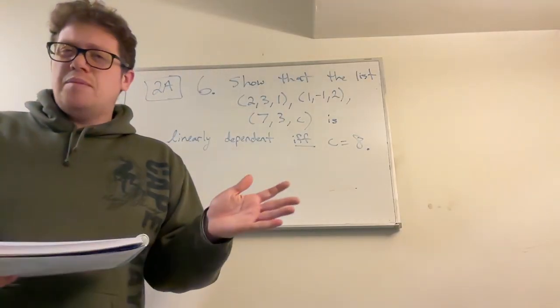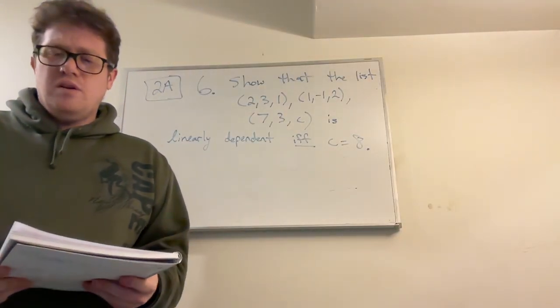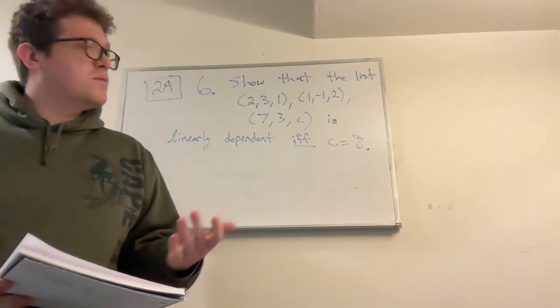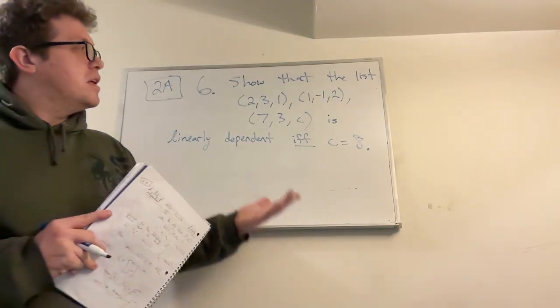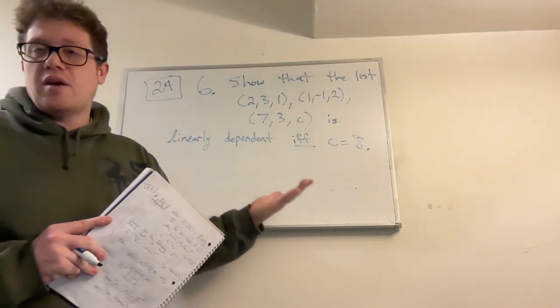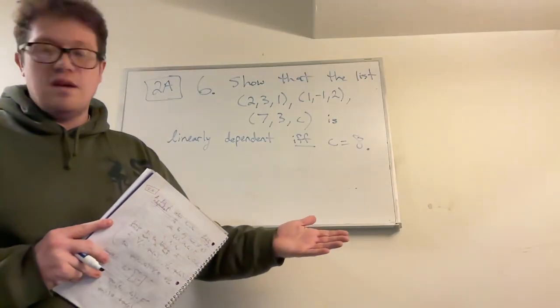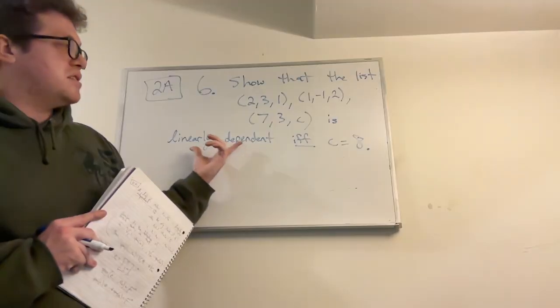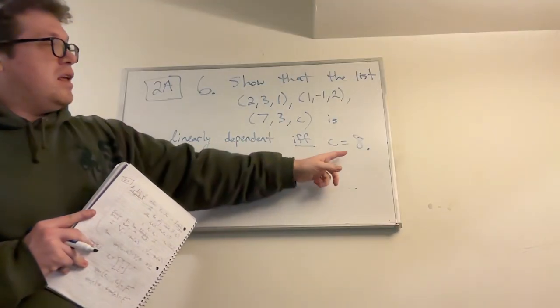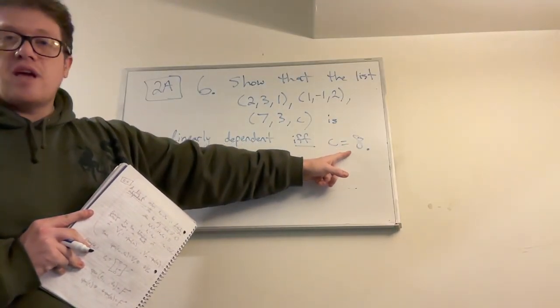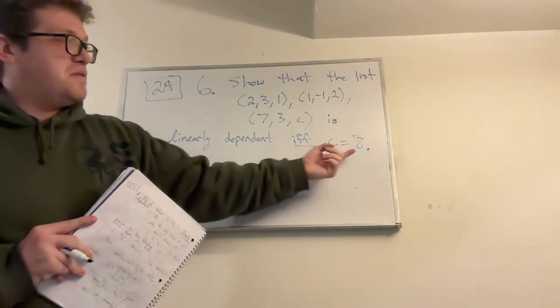And sorry, if anybody's watching, are there any questions so far? So we're talking about linearly independent versus linearly dependent. You're given some list of vectors. The main question is: is it linearly independent or dependent? Here they're asking us to prove that it's linearly dependent if c is equal to 8, and it's linearly independent if c is not equal to 8.